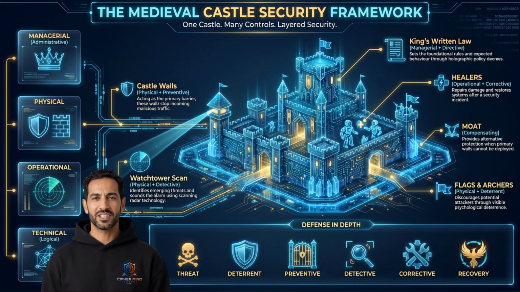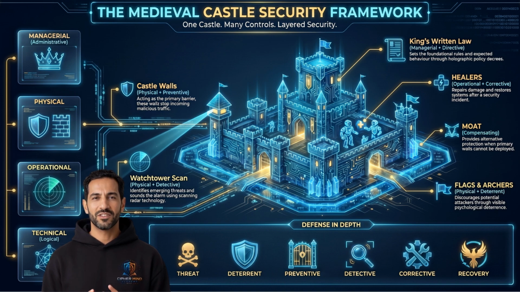So, as illustrated on the video, here is a recap. The castle walls are physical and preventive. Their job is simple. Stop attackers from getting in. The flags and visible archers are physical and deterrent. They don't physically stop the attack. They make attackers think twice.